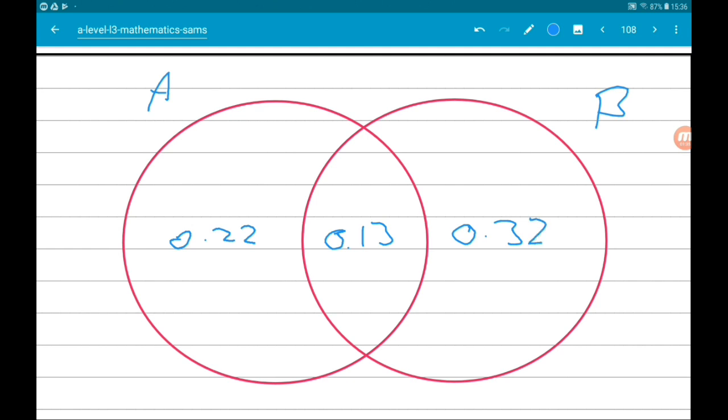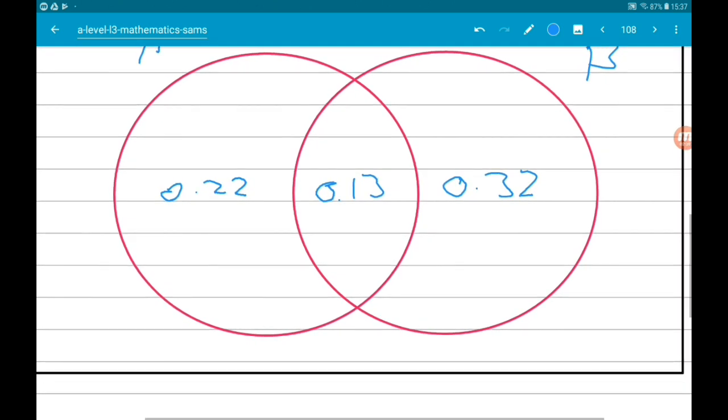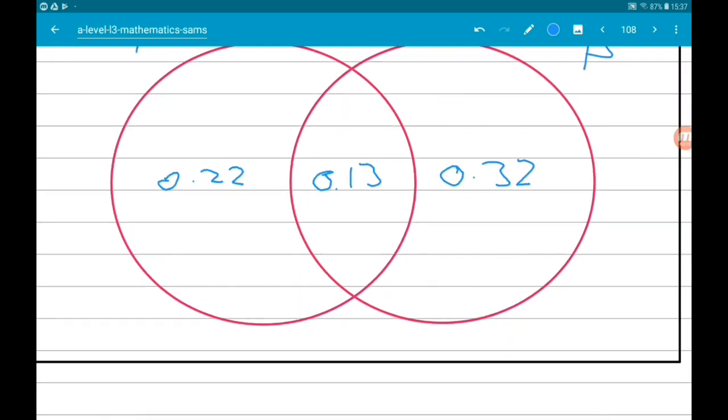Now, the probability then on the outside of the circles is going to be 1 minus these three added together. So 0.35 add 0.32 is 0.67. So the outside is 0.33.